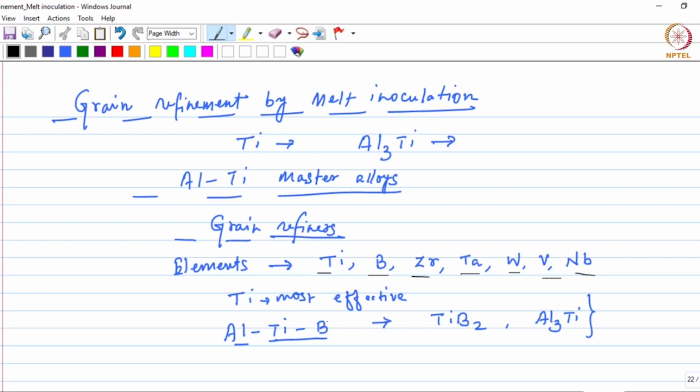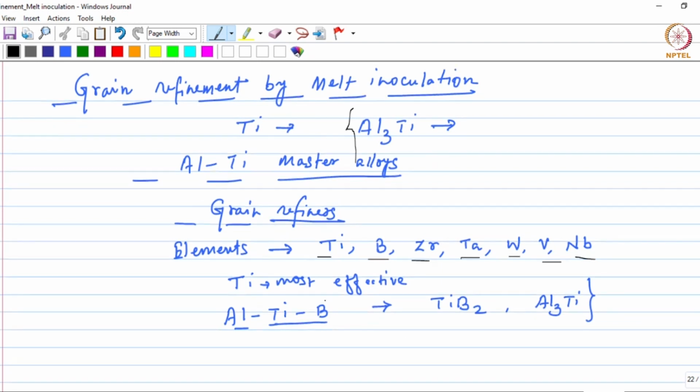These are basically added as aluminium master alloys, and out of all these, titanium has been found to be most effective. And as I said, this is added as aluminium titanium master alloy, which will provide these aluminide particles which will act as the heterogeneous surface for the nucleation to occur. On these particles, the alpha aluminium will form from the liquid metal as you cool it below the liquidus temperature. And many times a third element is also added.